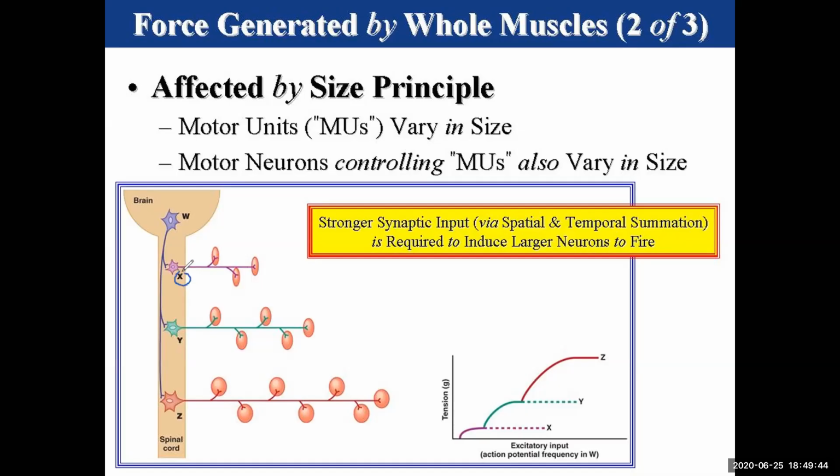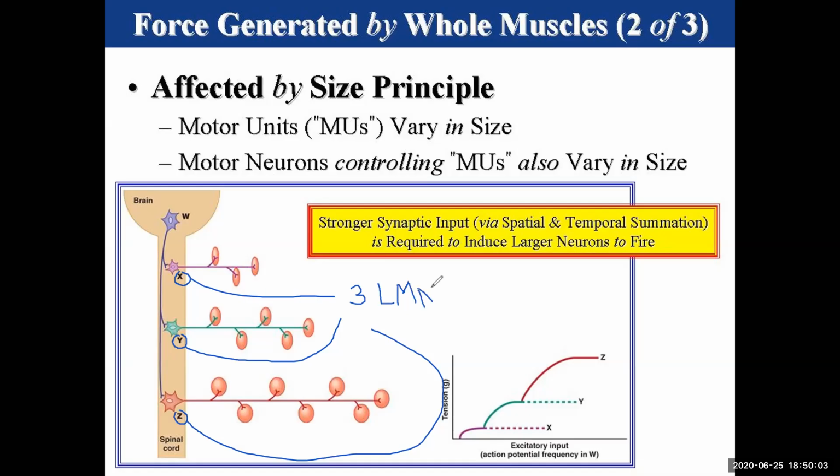X, Y, and Z: three lower motor neurons. LMN. L, lower, M, motor, N, neurons. 3 lower motor neurons.